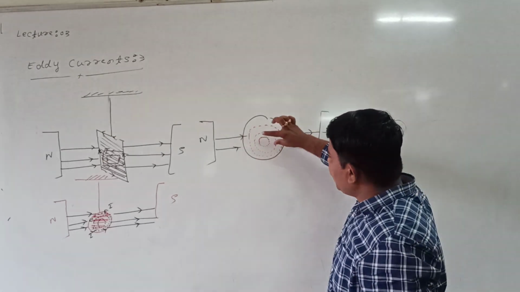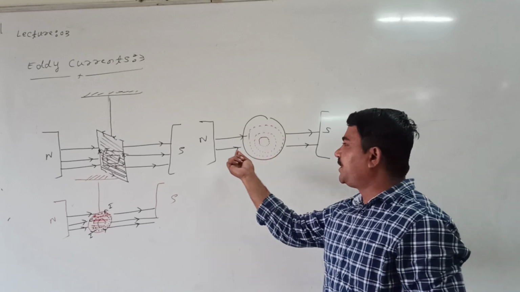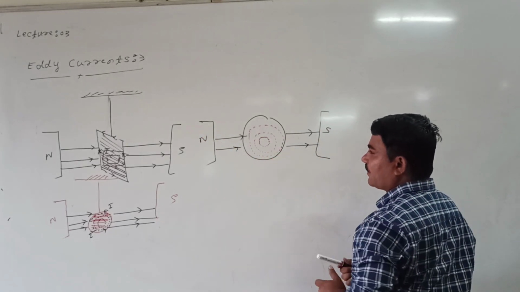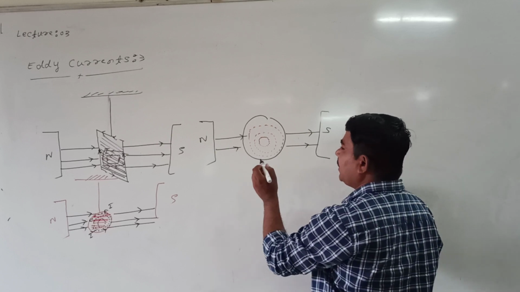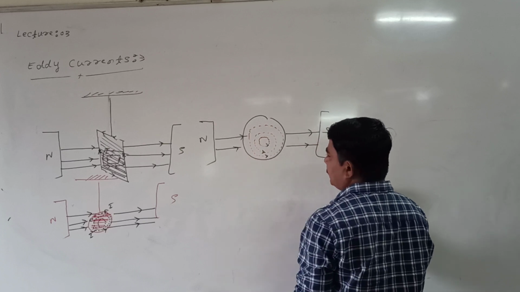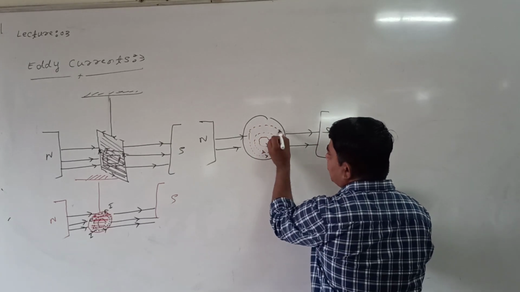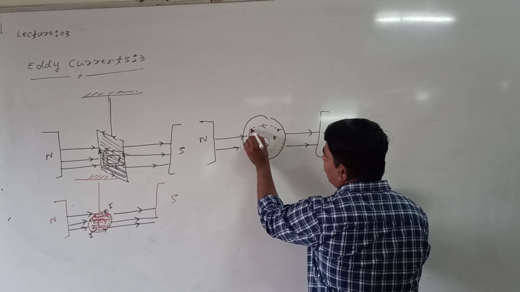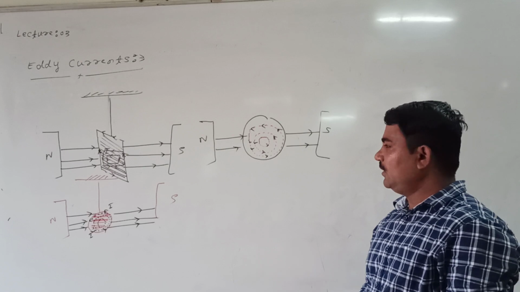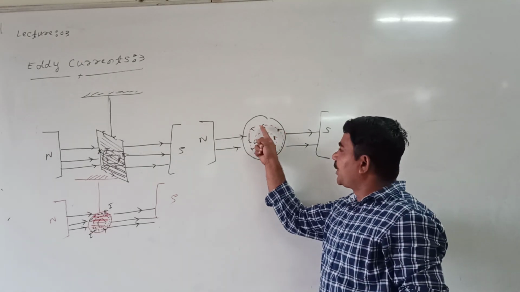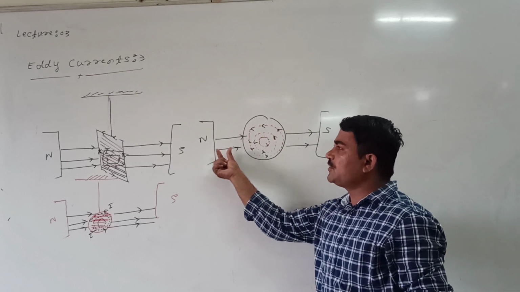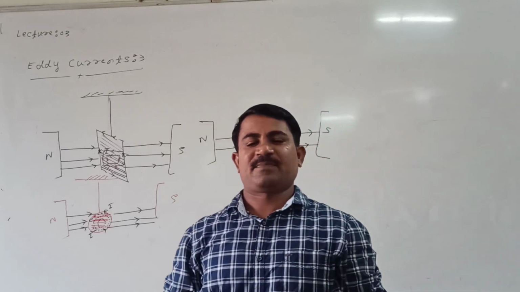Due to the solid, each electron experiences a magnetic force due to the change in magnetic field. Due to the change in magnetic field, the magnetic flux linked with the coil changes. So how can the current go? Now the current can go in this direction, in this direction, or the current can go in this direction, like this. Then how is the current produced? The circulating current is induced due to the change in magnetic flux.